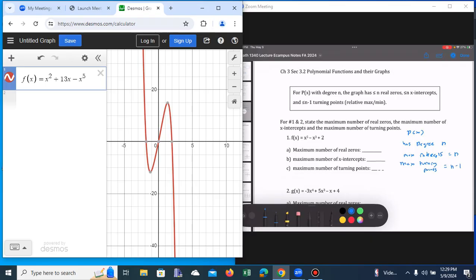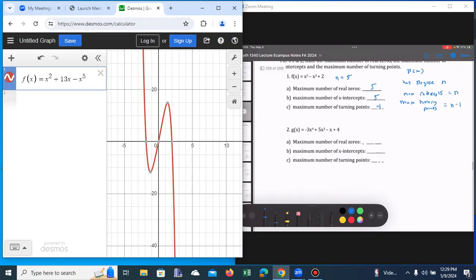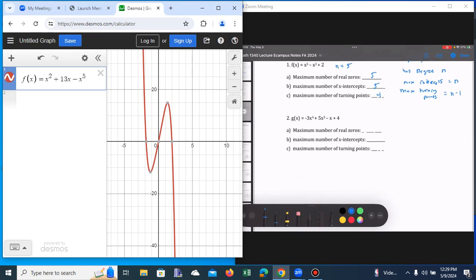So 5x to the fifth minus x cubed plus 2 has a degree of 5. So the maximum of real zeros is 5. Maximum of intercepts, because they're the same as real zeros, is 5. Maximum of turning points, 4. Negative 3x to the fourth plus 5x cubed minus x plus 4: maximum of real zeros is 4, maximum of x-intercepts is 4, maximum of turning points is 3.